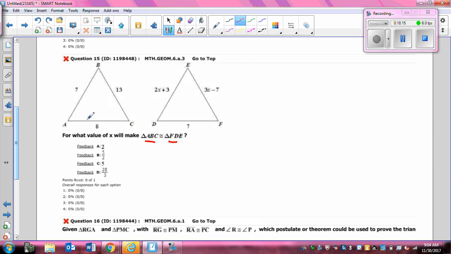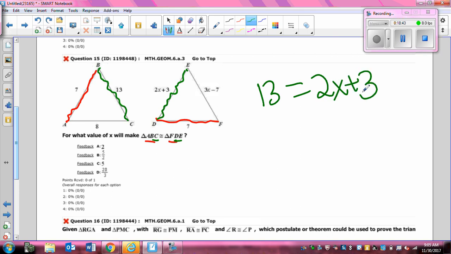AB is congruent to FD. So AB is this side, which is congruent to FD, which is this side. Yep, 7 is congruent to 7. Perfect. And BC is congruent to the last one, which is DE. We had this one on the test last year, and some people had a hard time. So make sure you read that congruent statement. 13 needs to be equal to 2x plus 3, right? 13 and 2x plus 3 have to be the same. So we're going to have to solve for x, and that's what they're asking you. What does x equal?